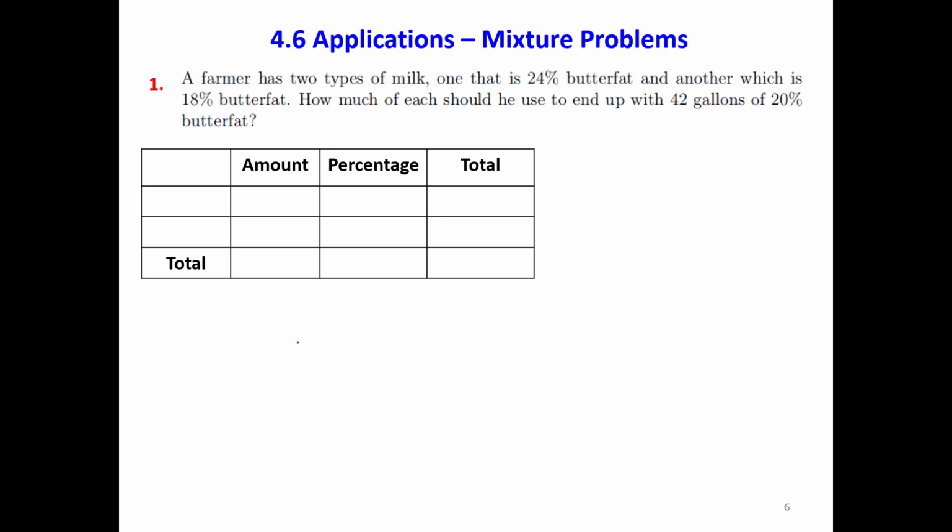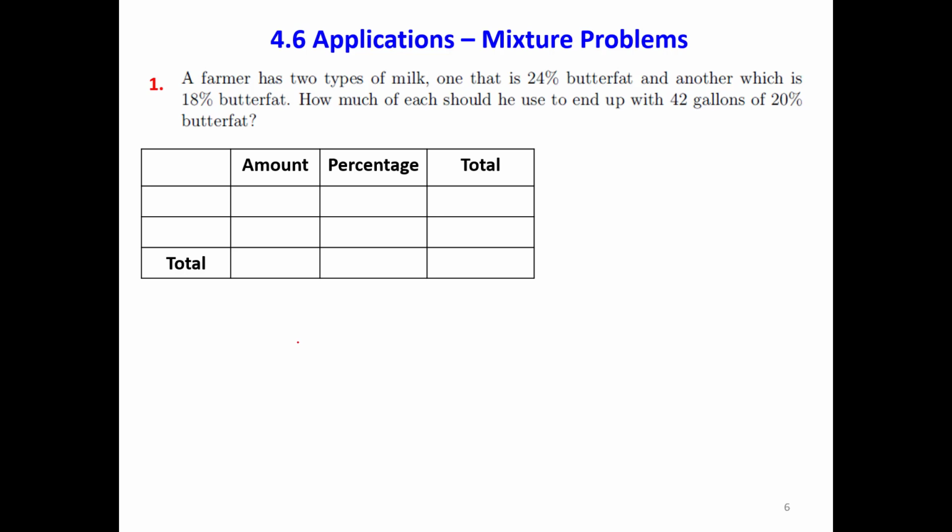Now we will start working with mixture problems, and let's solve the first problem to understand how we need to complete the table with the information they give when they mix 2 types of substance, or 2 types of anything. Then let's start solving this problem. A farmer has 2 types of milk. One that is 20% butter fat, and the other which is 18% butter fat.